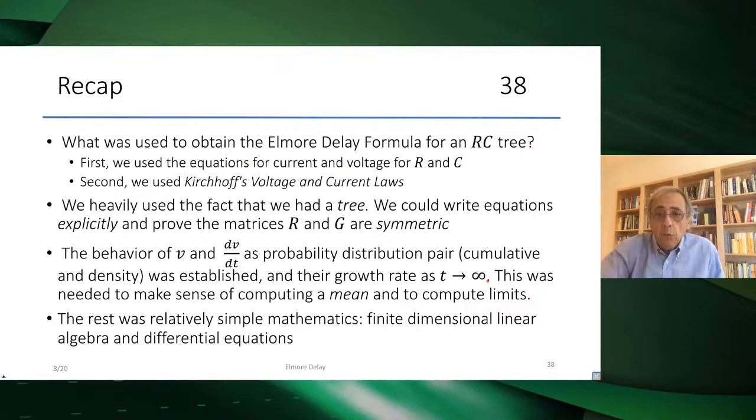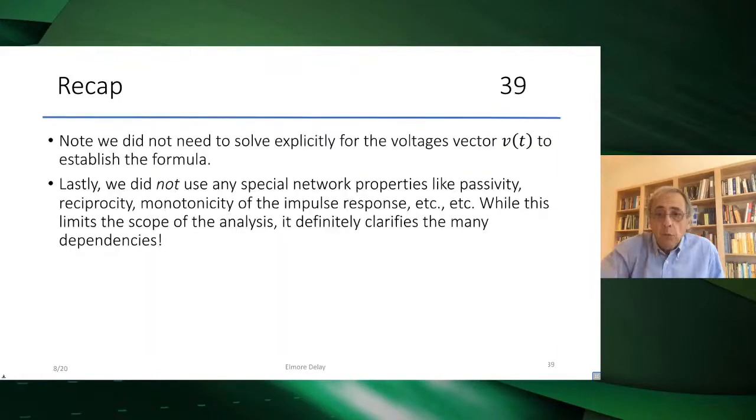The rest was relatively simple math. You know, we use some linear algebra and differential equations. All the linear algebra is finite dimensional and fairly easy to establish. We did not need to solve for V of t, and we did not have to appeal to more sophisticated network properties like passivity, reciprocity, and impulse responses and all that. Of course, this limits the scope of the analysis, but it clarifies the dependency.